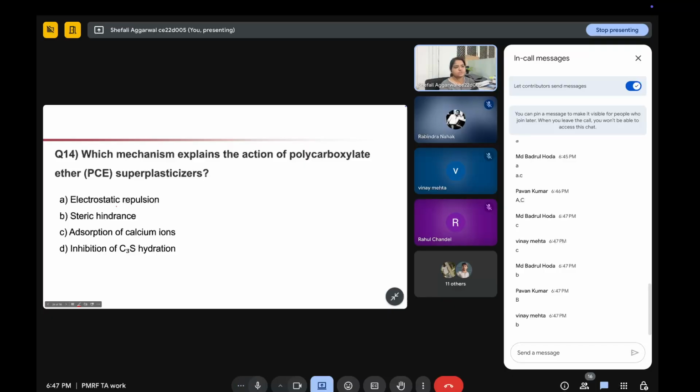So next question is, which mechanism explains the action of polycarboxylic ether superplasticizer? Electrostatic repulsion, steric hindrance, adsorption of calcium ions? Correct. Steric hindrance. Right.